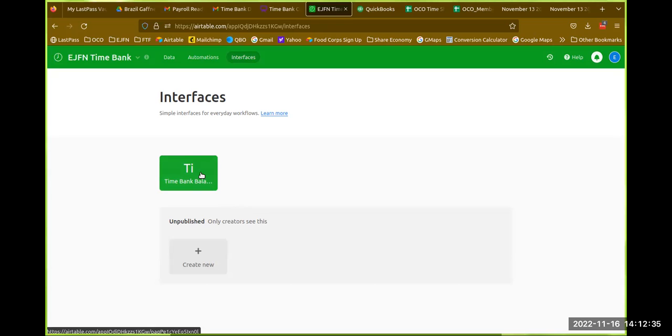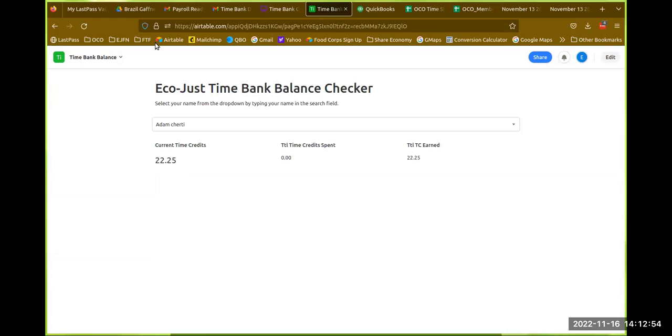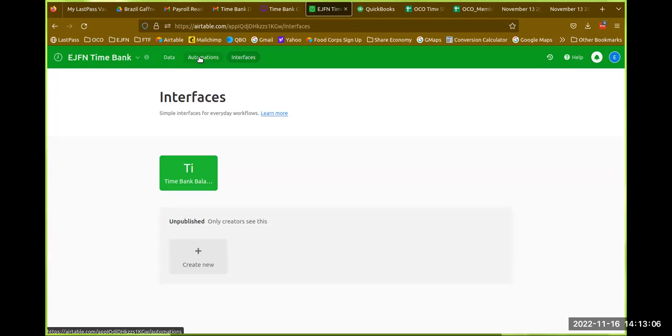For the time bank, we don't have much of an interface developed. I showed you the food core management interface, with those work trip details and stuff like that. So we should create one for the time bank as well. Right now, all we have is the time bank balance checker, which is just a graphical user interface to make the databases easier to work with. But it's also an important note about interfaces: they are not public facing.